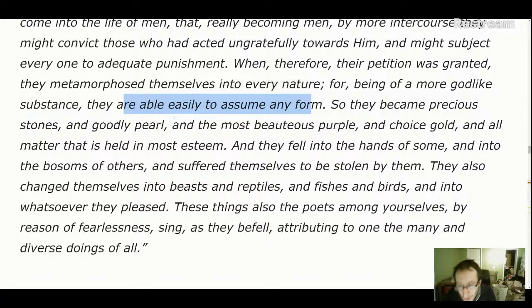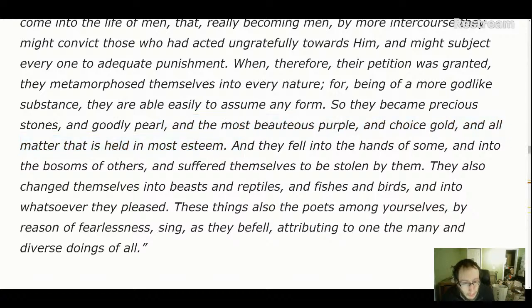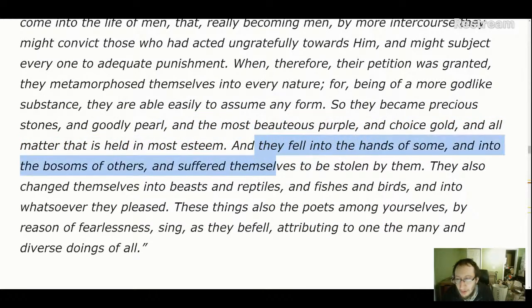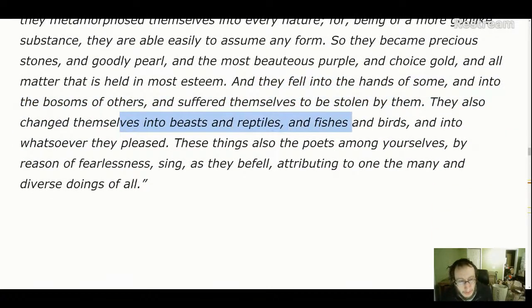So they became precious stones and goodly pearl, and the most beauteous purple and choice gold, and all matter that is held in most esteem. And they fell into the hands of some and into the bosoms of others, and suffered themselves to be stolen by them. They also changed themselves into beasts and reptiles and fishes and birds, and into whatsoever they pleased. These things also the poets among yourselves sing about.